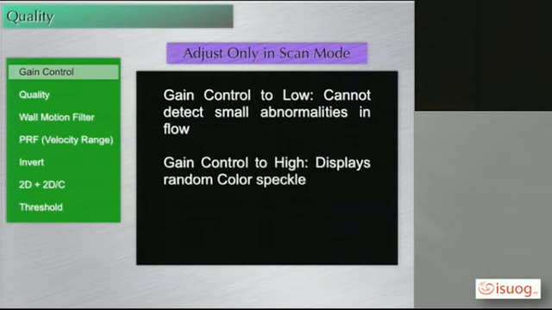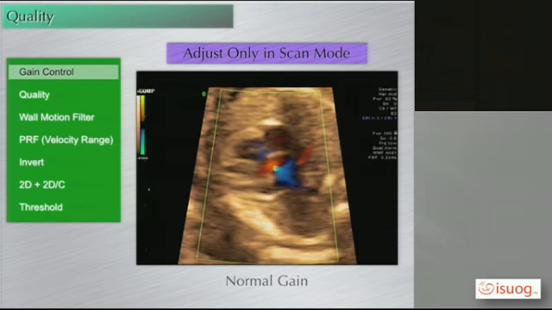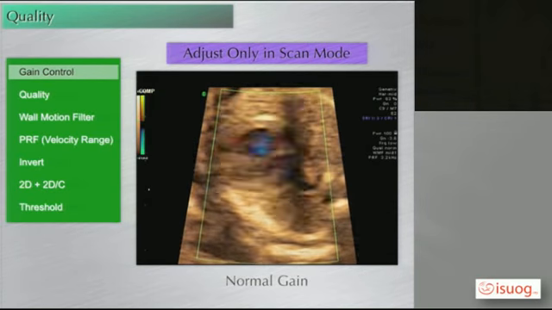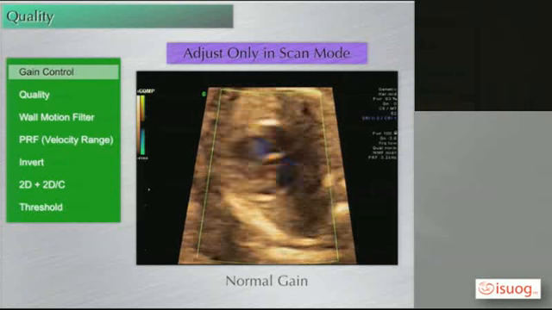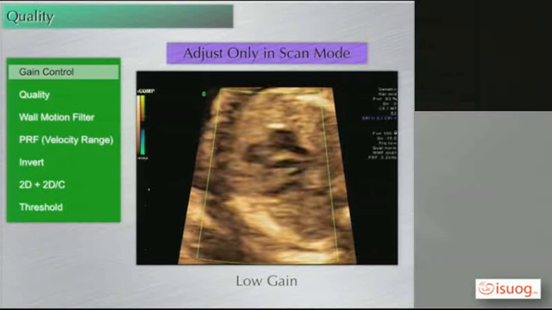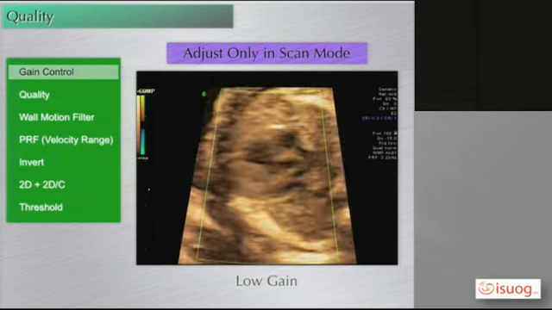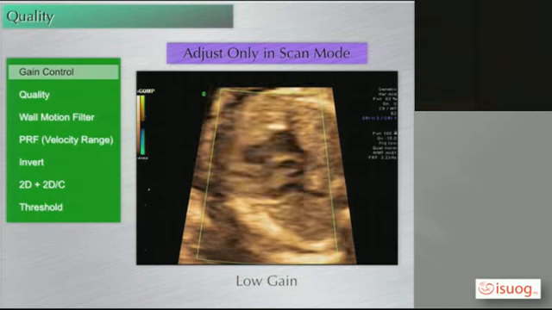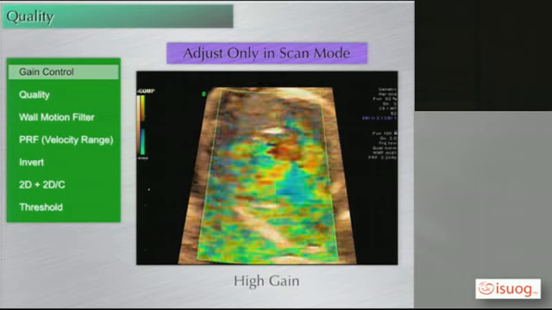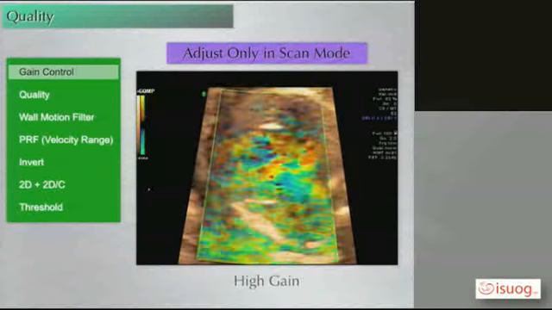Let's first examine the gain control. If the gain control is set too low, then no color will be displayed on the screen. If it is set too high, then random speckle appears. Let's view examples of this concept. In this image, the gain control is set appropriately. In this image, the gain control is set too low. Notice the absence of the color Doppler signal. The gain control in this image is set too high. Notice the random speckle that appears on the image.